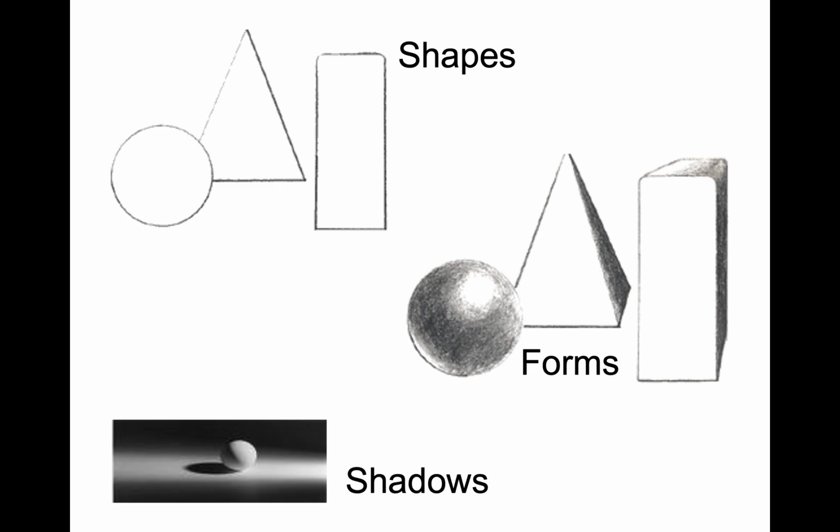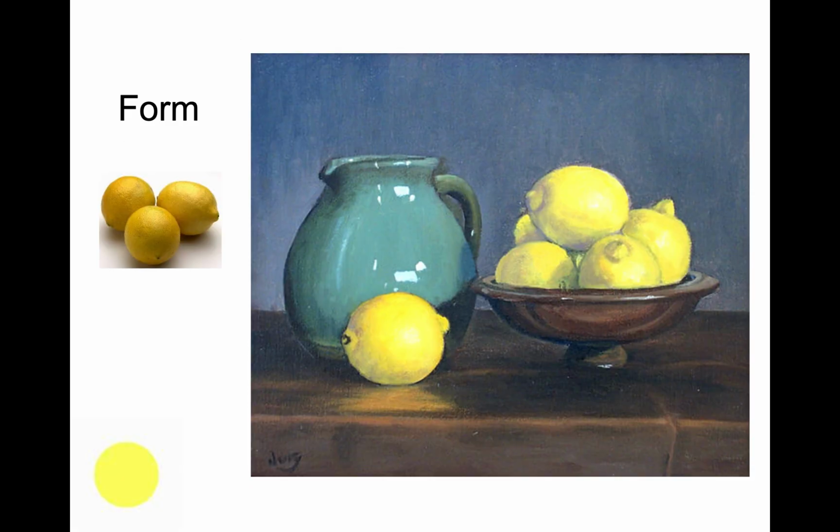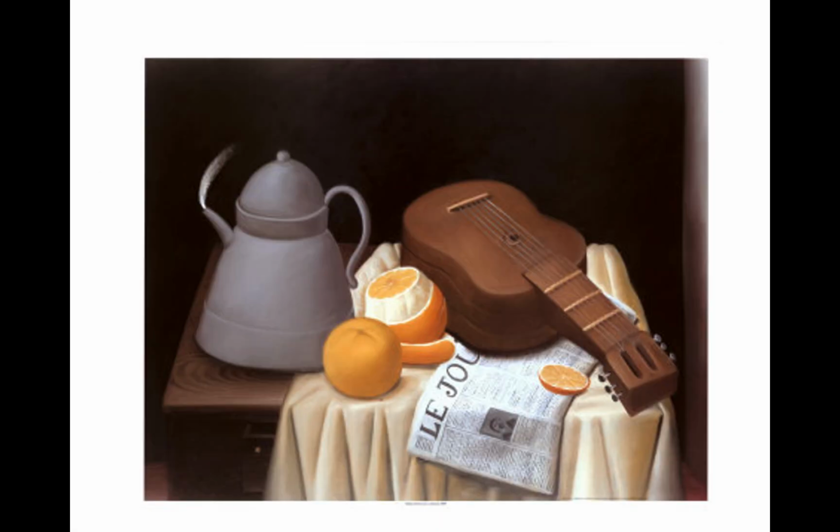And artists use shading to create the illusion of form. So these lemons are spherical, and the corresponding shape to a sphere is a circle. But the presence of the light source that creates the highlights and shadow, that's what creates a sense of three dimensions and making those lemons look real and weighted and sitting in that bowl.